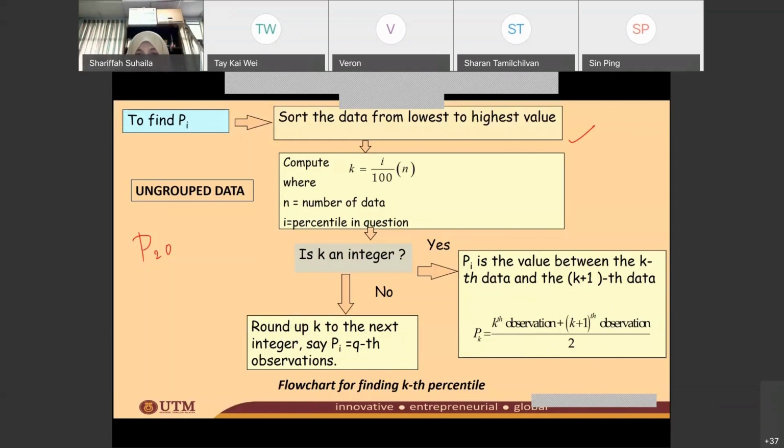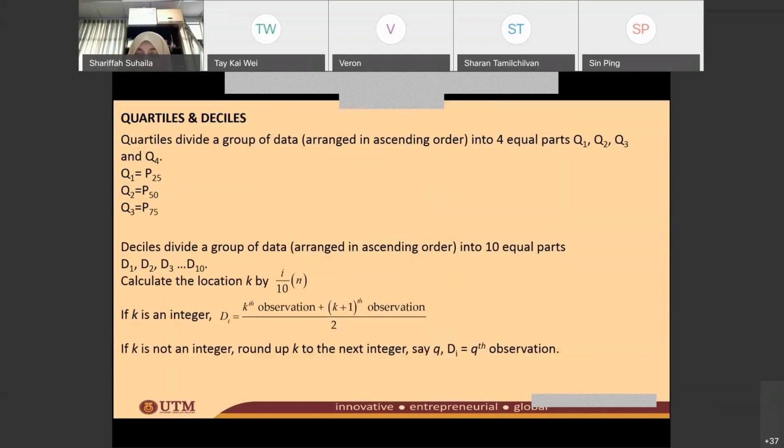Before we start the example, let's look at the relationship between quartiles and percentiles. The first quartile is the same as the 25th percentile. The second quartile is your median, which is the same as P50. The third quartile is P75.